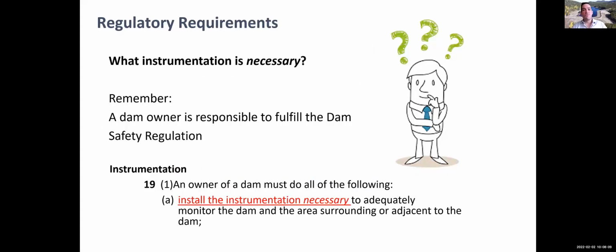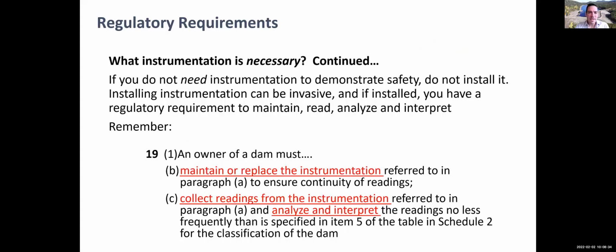So regulatory requirements, what instrumentation is necessary? So remember, a dam owner is responsible to fulfill the dam safety regulation. So we need to install the instrumentation necessary. So that's a loaded question. It's really easy to understand, but it's a little more difficult to figure out what exactly that turns into in terms of actions. So if you do not need instrumentation to demonstrate safety, I would say do not install it.